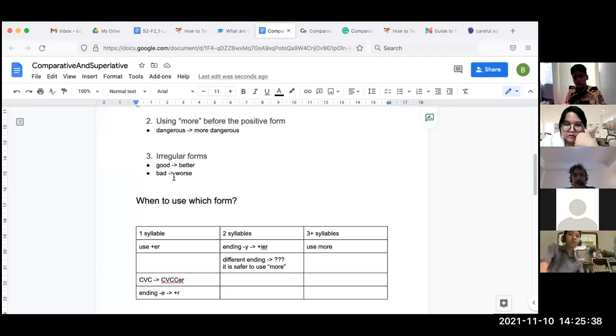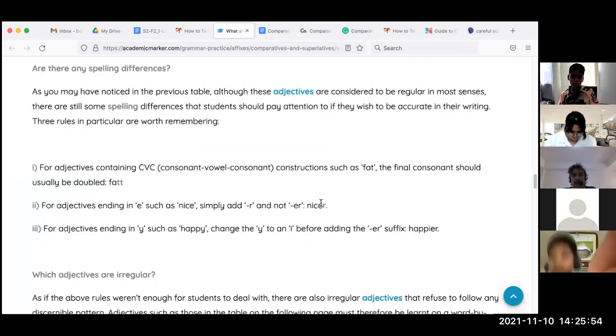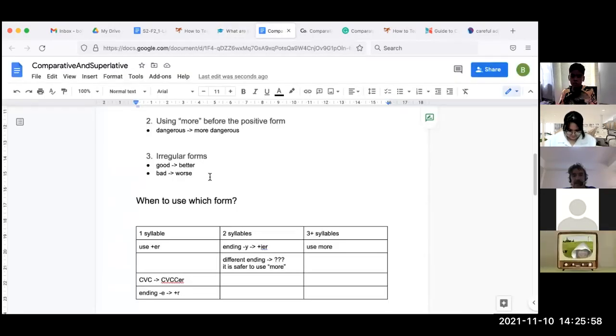Okay, so if you have an adjective which ends with E, you just add R. For example, nice, you just add R, not ER: nicer. You see, nice, nicer.